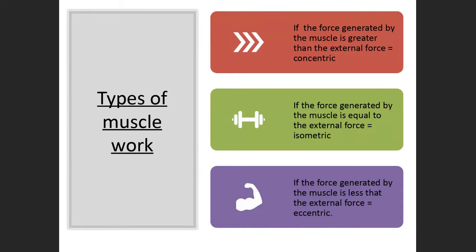So we now understand the difference between concentric, isometric, and eccentric. Which was harder? Pushing up, lowering down, or holding at mid-range? Which was harder?